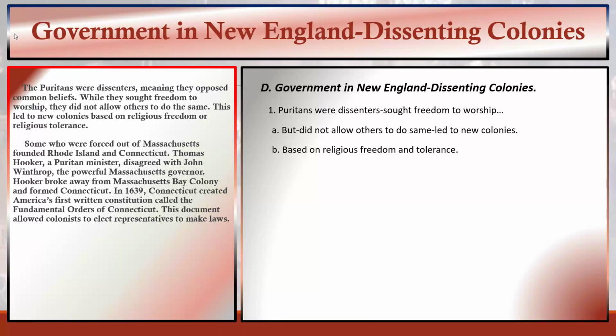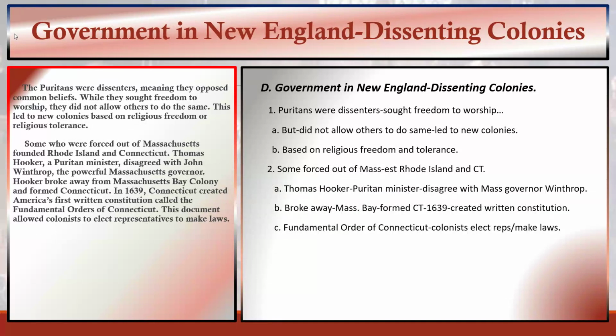So how did I summarize this? Some forced out of Massachusetts, founded Rhode Island, Connecticut. Hooker, Puritan minister, disagreed with Winthrop. I'm not going to use their first names. Powerful Mass governor, broke away from Massachusetts Bay, formed Connecticut. 1639, creates America's, what did he say? 1639, Connecticut, which I might call Con. America's first written constitution, Fundamental Orders of Connecticut. Elect representatives, make laws. This is a little long, but there's a lot in this paragraph.